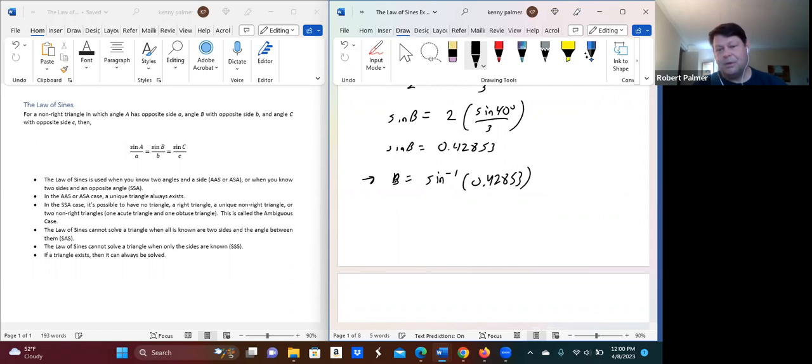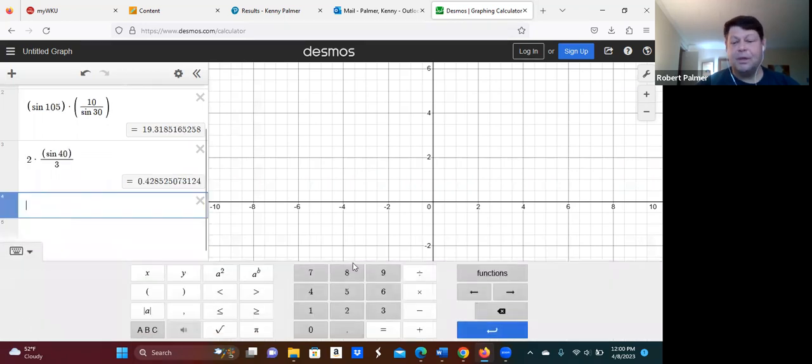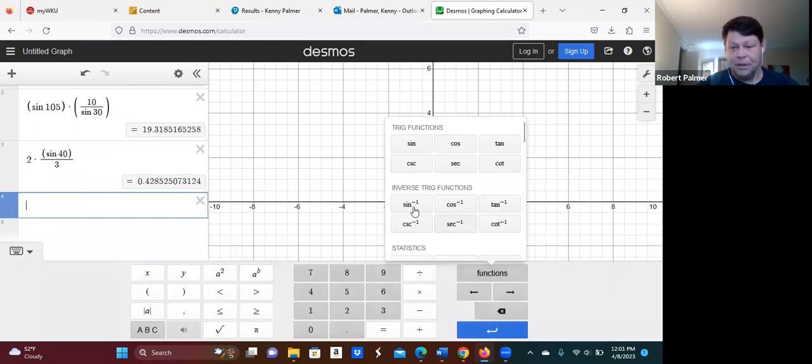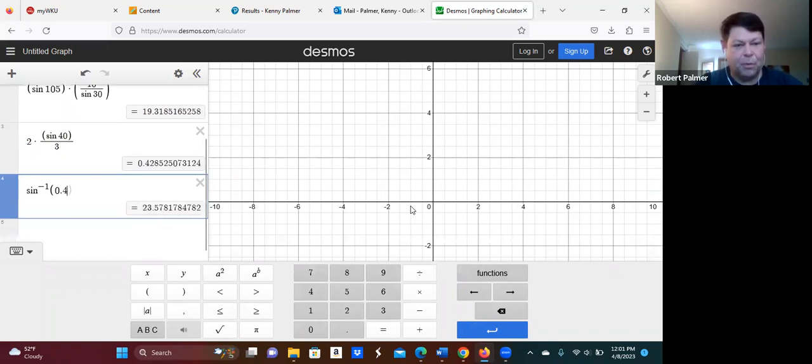Now here, once we get the value, you have to think about it a bit more. Okay, let's do the inverse sine on Desmos. To get your inverse trig functions, click the keypad, then click functions, and you'll see the inverse trig functions. Inverse sine of 0.42853. Let's make sure we're in degree mode. So about, let's do 2 places again, 25.37 degrees.